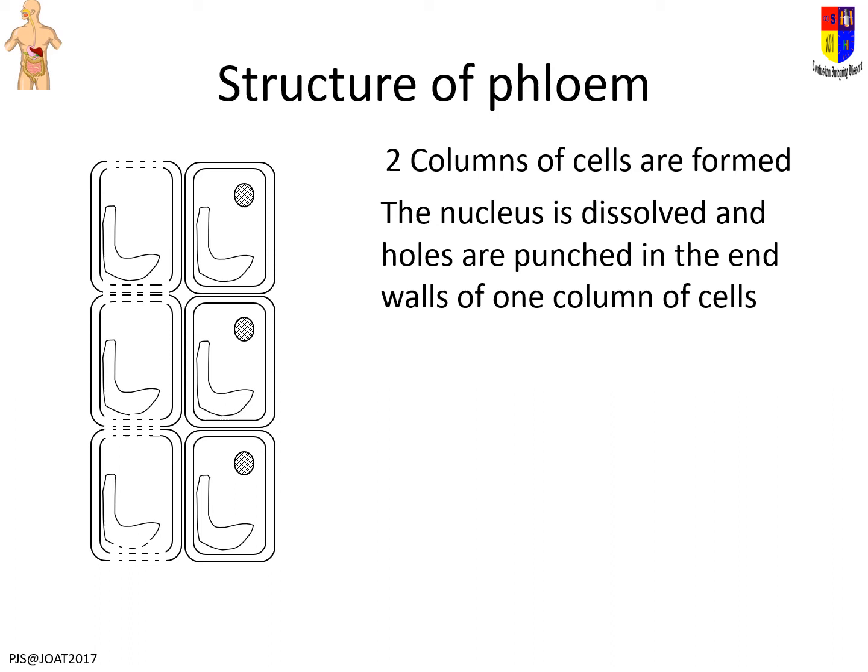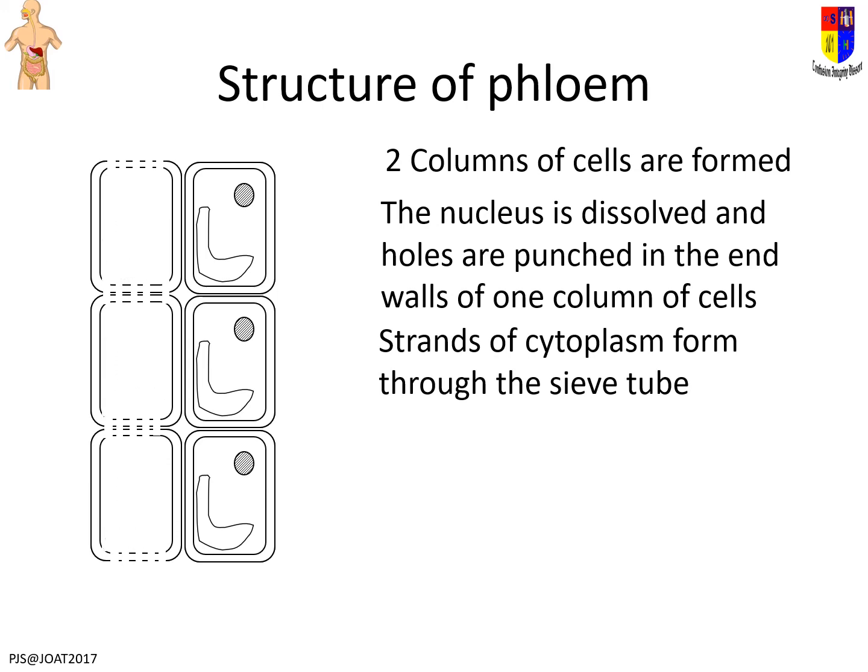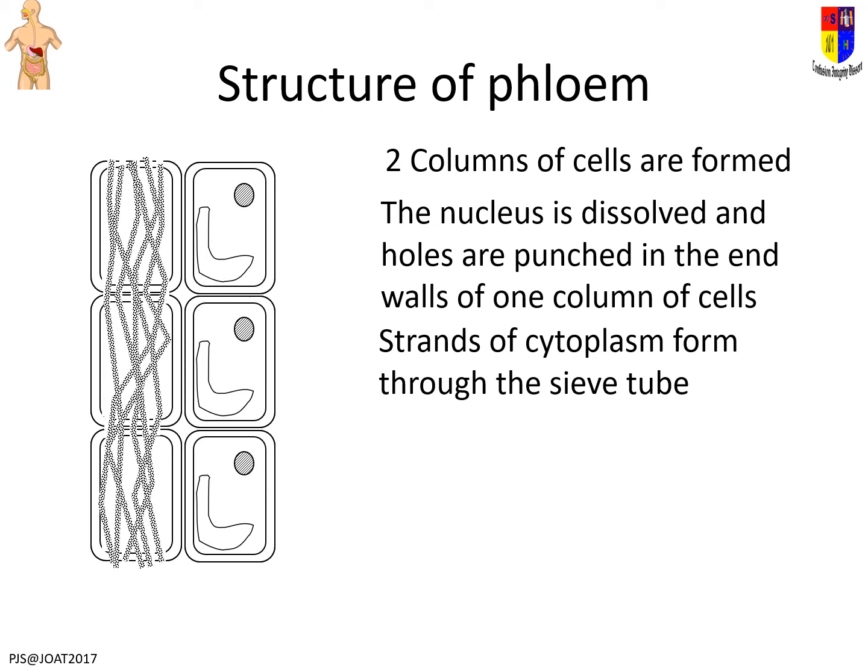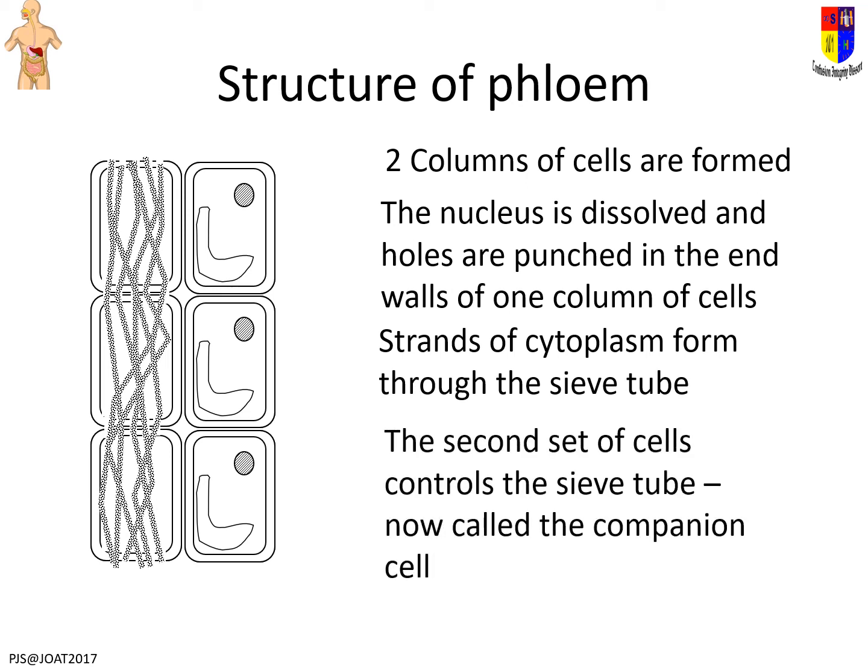So this is not the whole end wall going, it's just holes. Now when that happens, the cytoplasm starts to form right the way through. So it connects from one cell to another all the way through. And this little bit with the holes is called the sieve plate. And so that tube is called the sieve tube. And it's quite obvious why it's called a sieve plate, because it's got little holes in it like a sieve. The companion cell is now going to control what happens with that sieve tube and is not going to let it die.